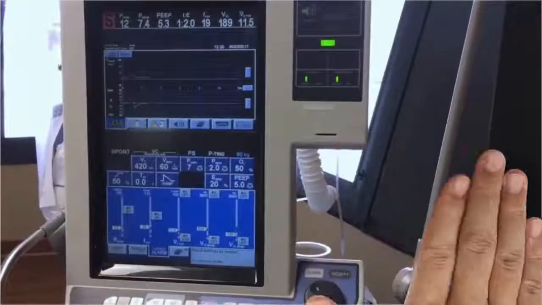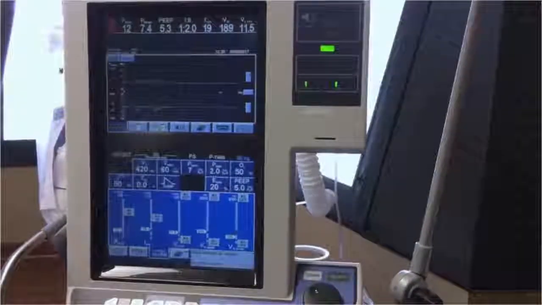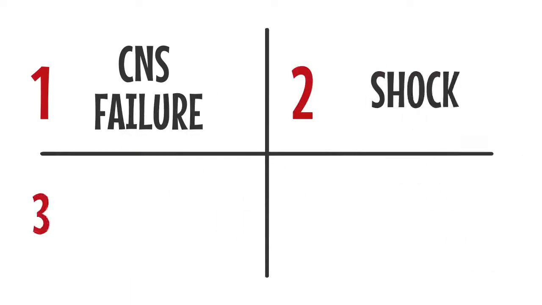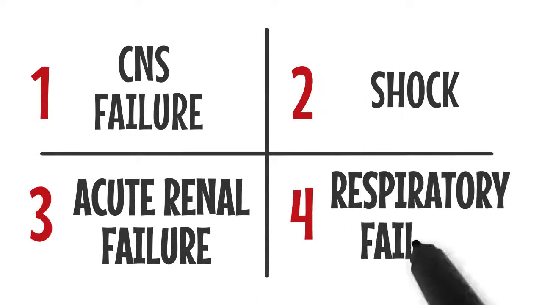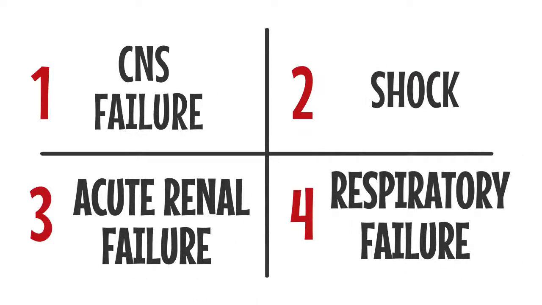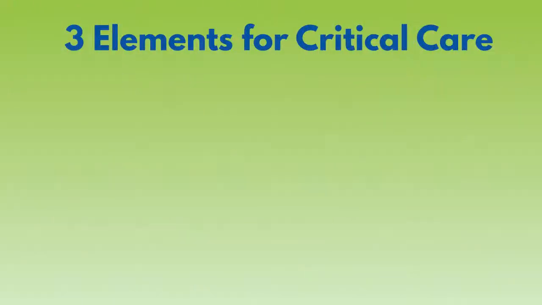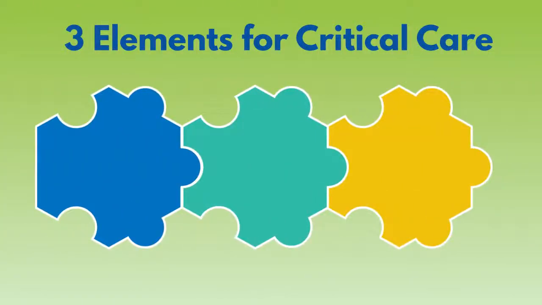There are many conditions that can lead to you providing critical care. CNS failure, shock, acute renal failure and respiratory failure are only a few of the conditions that can qualify for critical care services. This is not an exhaustive list. The key element when reporting critical care is your documentation. There are three components of critical care documentation.